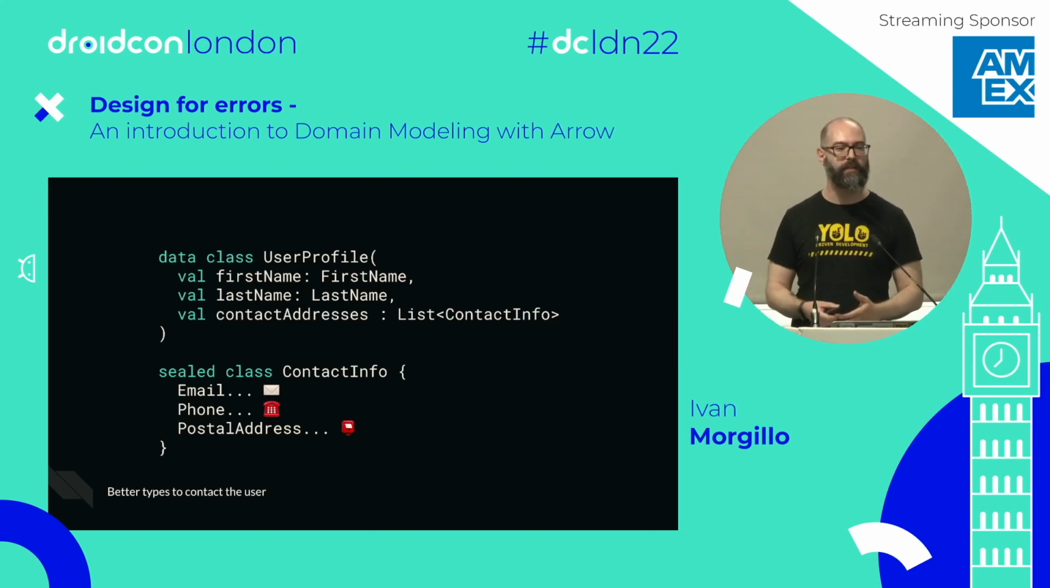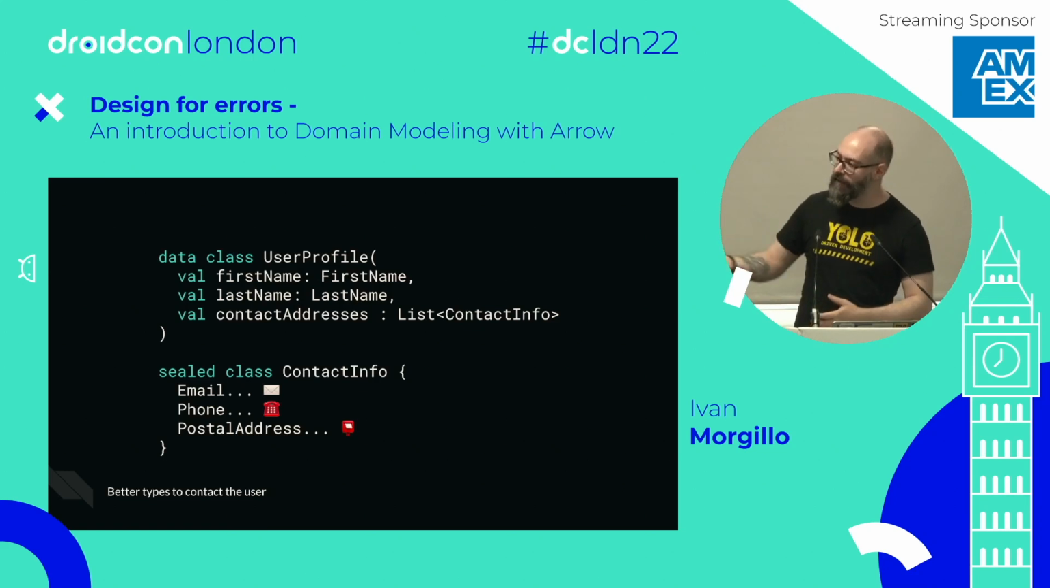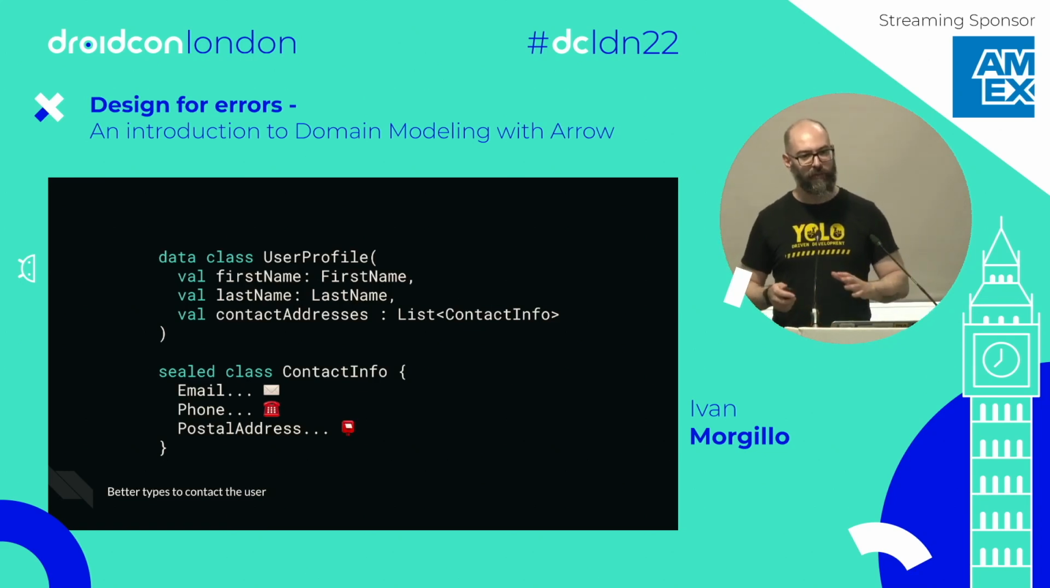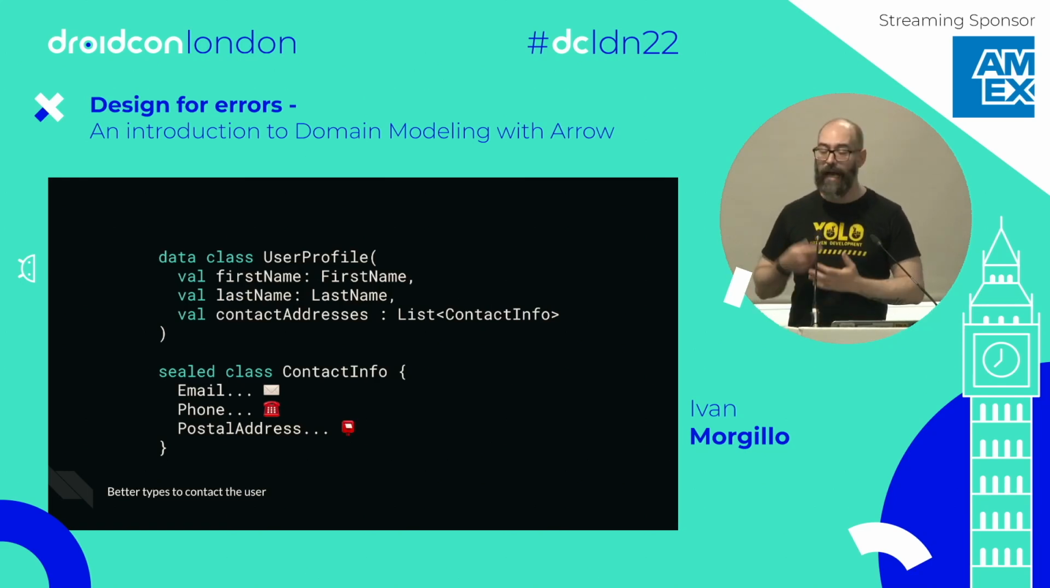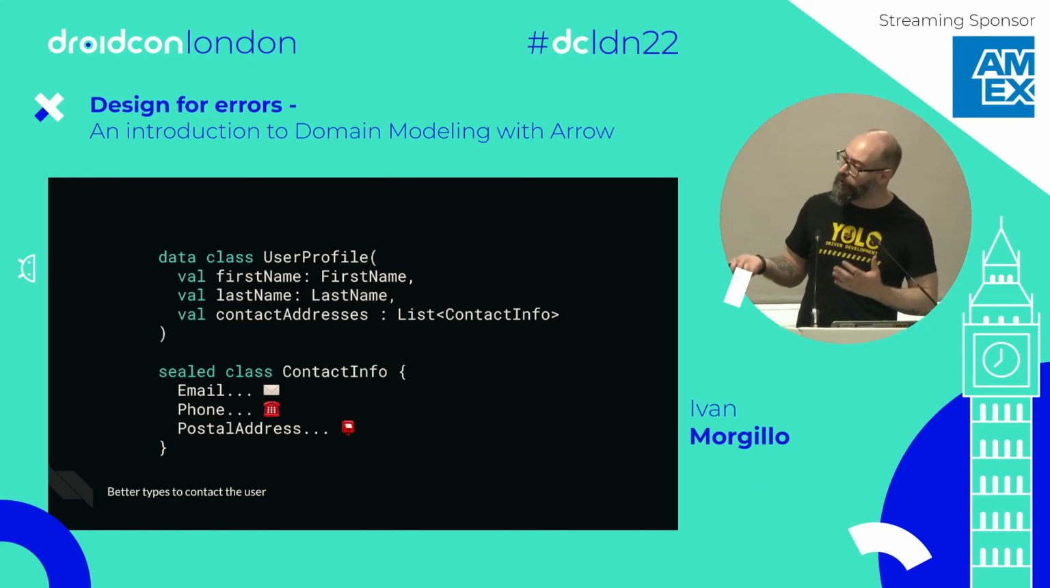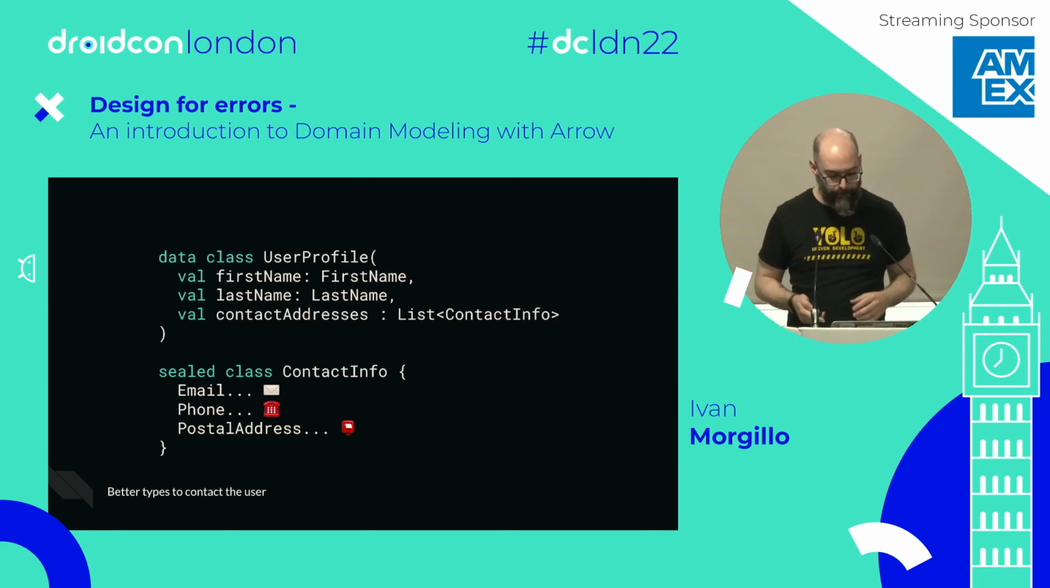So if somebody wakes up and says, I want another way to contact the user, the sealed class is the only thing that is going to change. The user profile is not changing anymore. So we are preserving our domain model more and more, because in the user profile you don't need to know about how many ways you have to contact the user. And you are a bit future-proof, because you are segregating the possible changes in a sealed class.